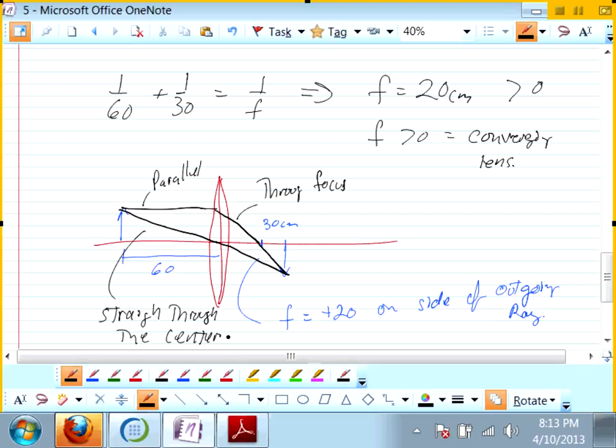Any questions about the ray tracing construction? We're going to do quite a bit more with those things. What's next?